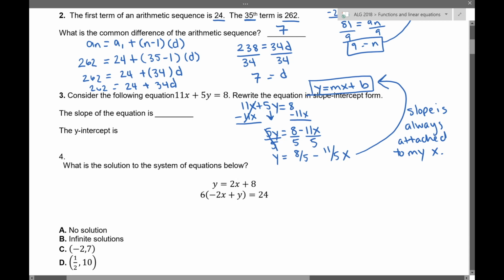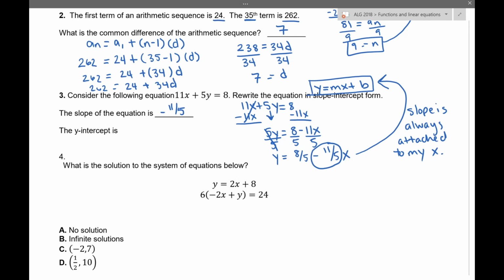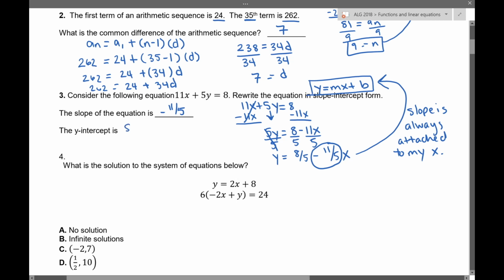So which one of these is attached to the x? Negative 11 over 5. This right here is my slope. It's the one that is attached to the x. So what's the y-intercept? The one that is not attached to the x, and that is 8 over 5. And there is my answer for number 3.